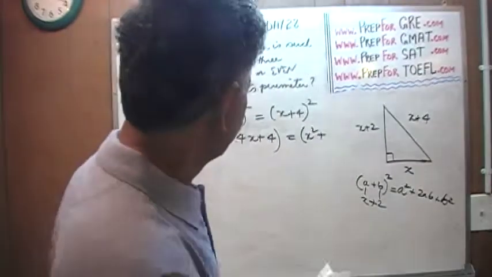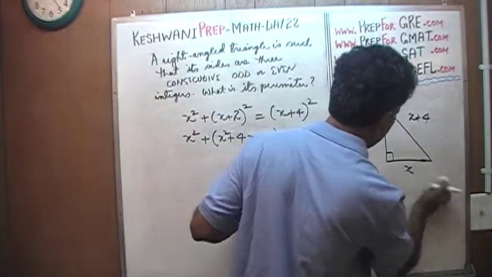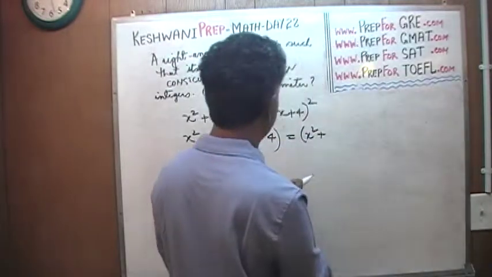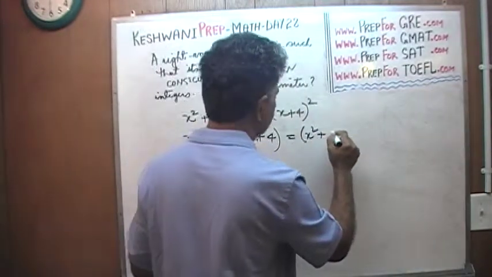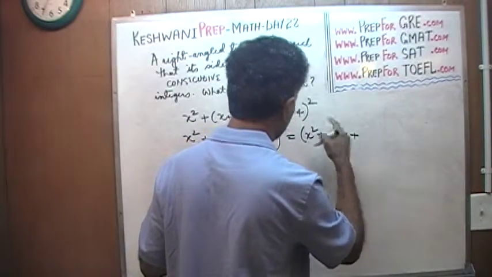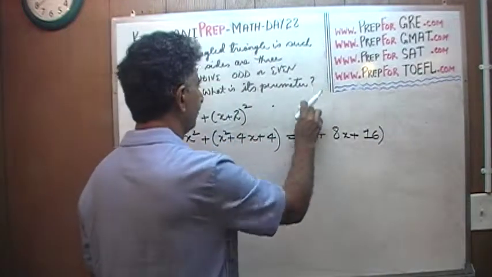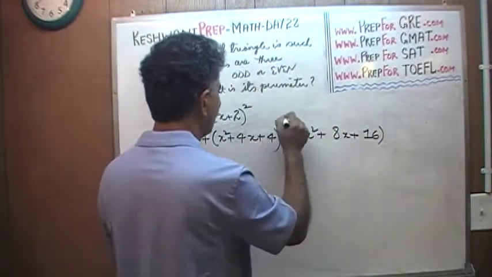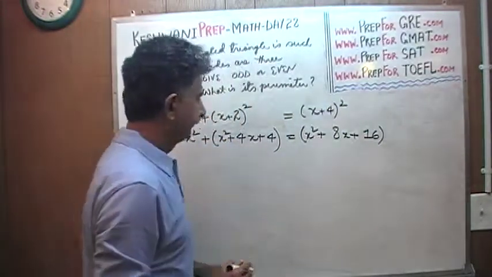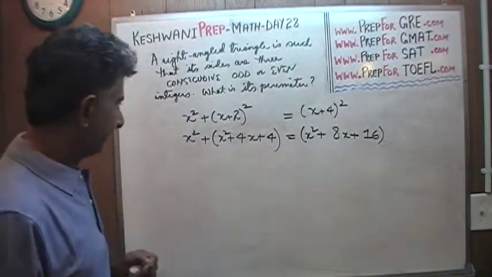so I'm going to erase this part here. I'm going to erase all of this, you understand. Because I'm running out of room. x squared plus 2 times x times 4, which is 8x, plus 4 squared, which is 16. Voila. Let's combine the like terms together, and let's get going.